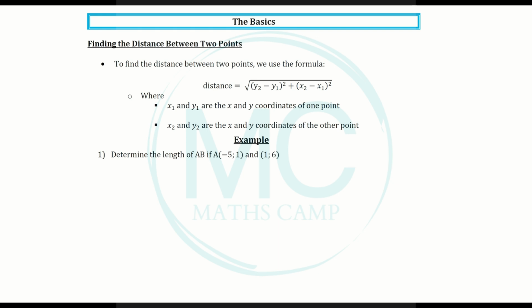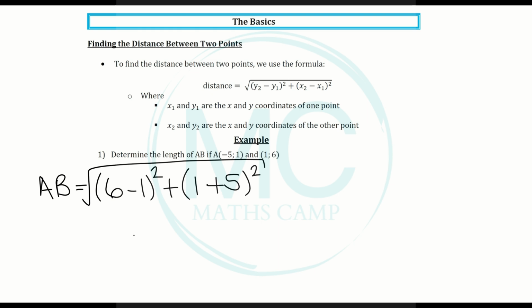Determine the length of AB if A is negative 5, 1 and B is 1, 6. So we can say that AB, let's say that A is our first point and B is our second. You can open a bracket, 6 minus 1, close the bracket squared, plus x coordinates 1 minus negative 5 squared, all under square root. To make this easier, you can put all of this into your calculator.